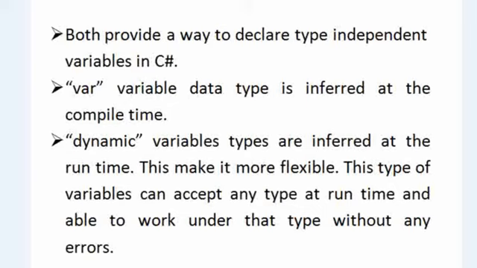Whatever the variable type that this var is going to be assigned, it should be known to the compiler at the compile time itself. But in the case of dynamic types, the types are inferred at runtime only. This makes it more flexible. This type of variable can accept any type at runtime and is able to work with that type without any errors. So this makes dynamic variables more flexible.